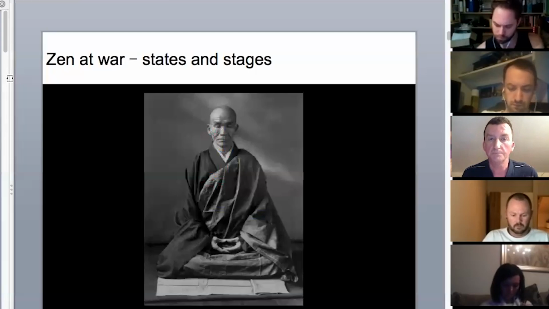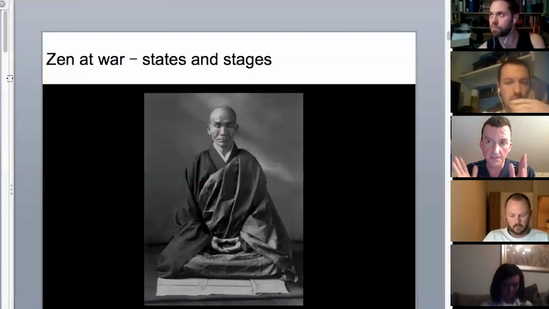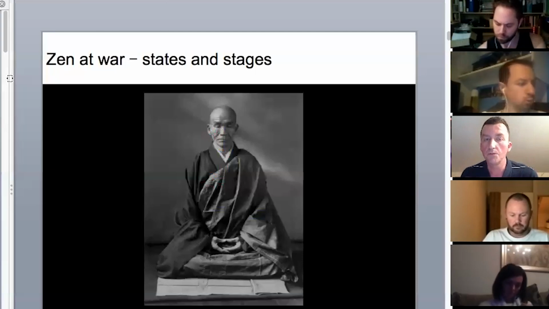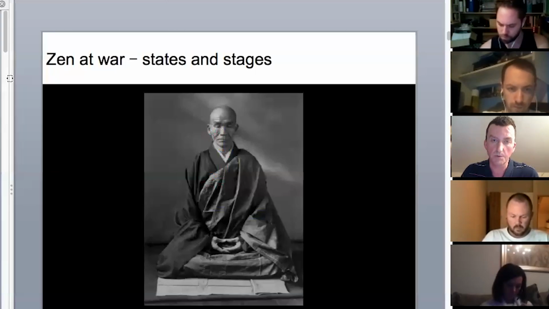So states are interpreted through stages. They're interrelated, but they're different things. So different pathways of development. And also we can have state emergence. For those of you who know a bit about meditation, we can go from our gross consciousness that we're in at the moment, gross state.